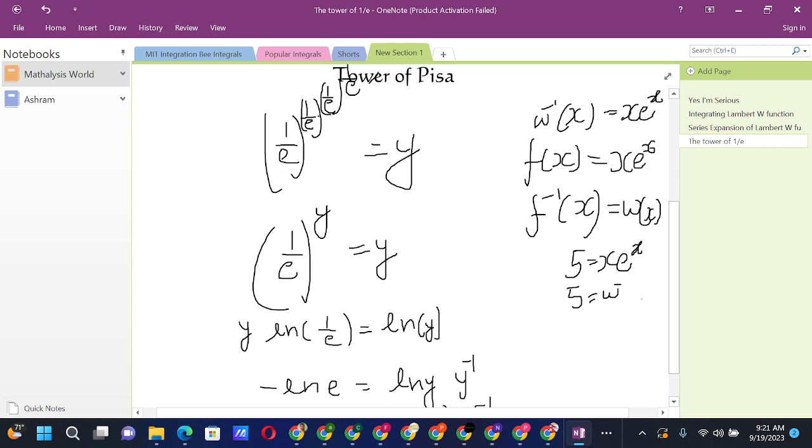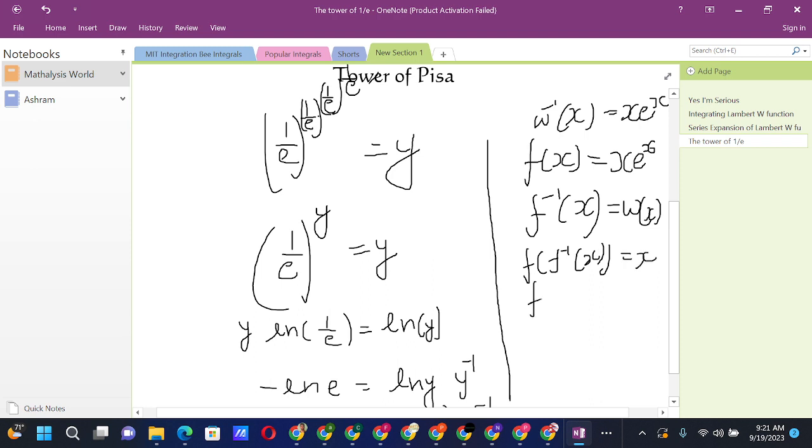And now before I proceed to our solution, we need to know something more about the Lambert function. From this definition, we know that f of f inverse of x is actually x. So over here, f of the Lambert function of x will be x.